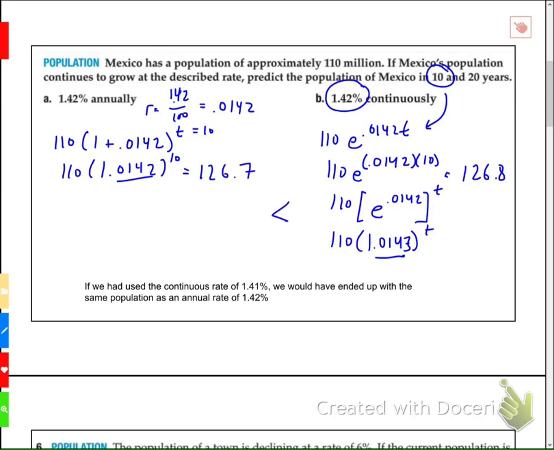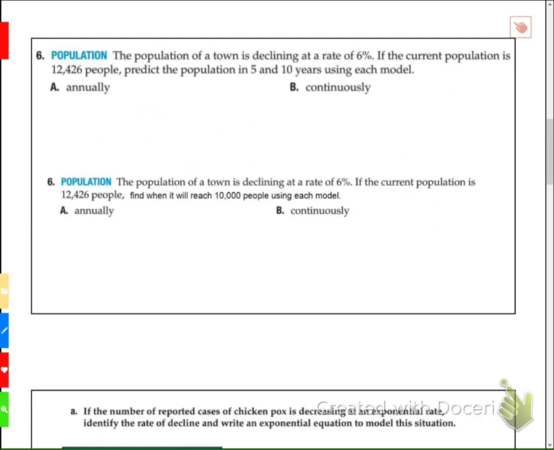If this were money, it would be as soon as we earn a little bit of interest, we can start charging interest on that interest, whereas the annual would have to wait until the end of the year to start charging interest on that interest. Okay, so now I had said before that we could have a negative rate. If it says declining at a rate, that means that our rate is a negative number. R equals negative 0.06. Okay, so that's important.